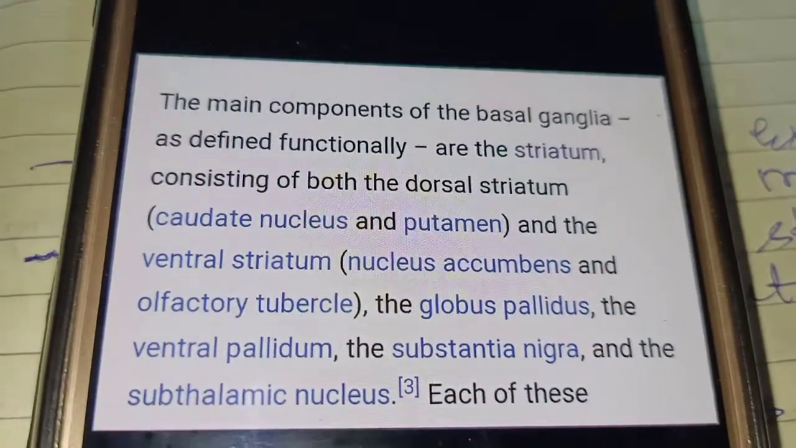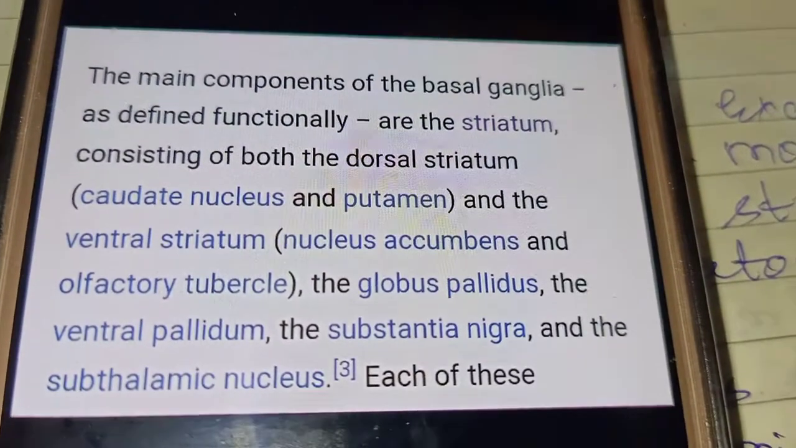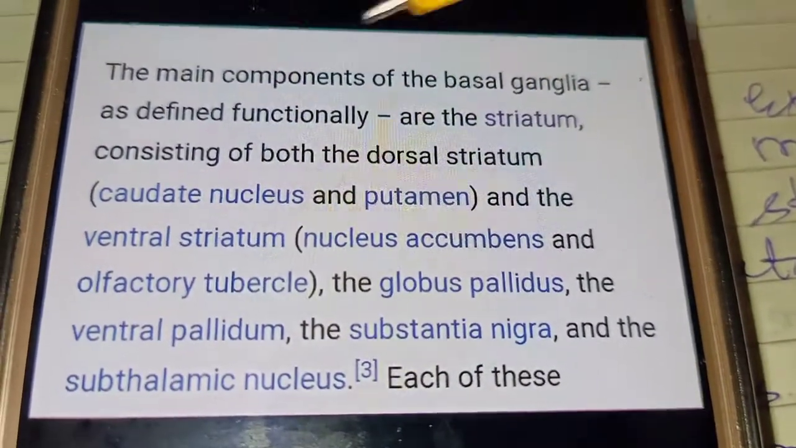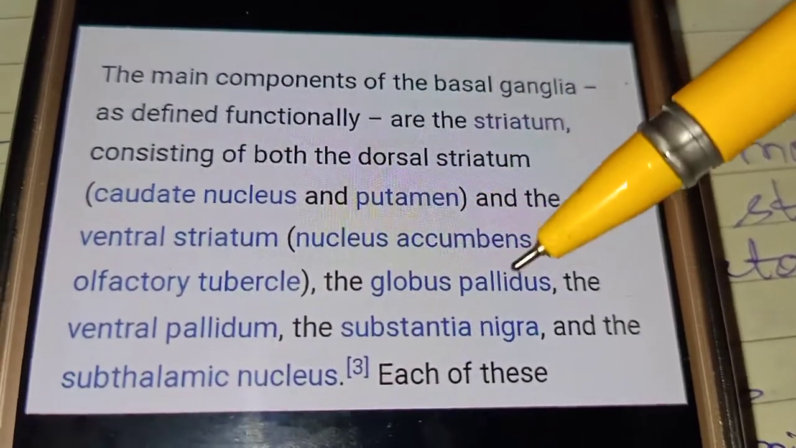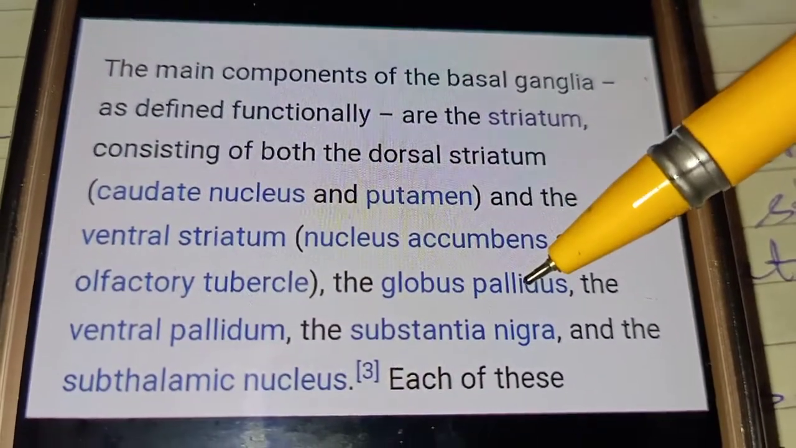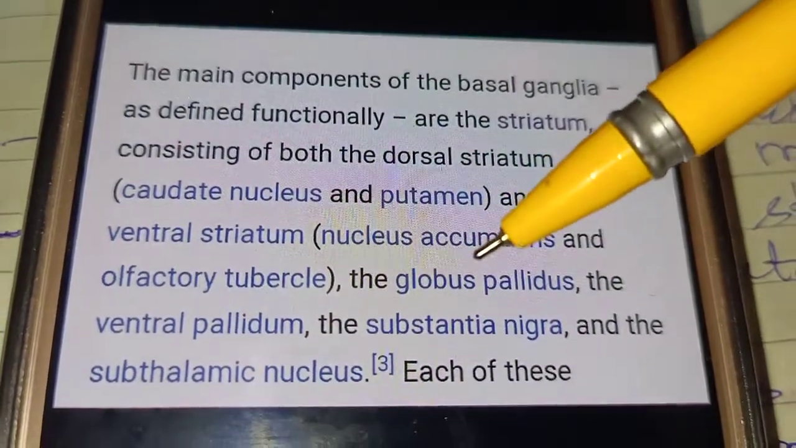In this topic, the thalamocortical pathway, I will emphasize more on the striatum, that is the caudate nucleus and the putamen, the globus pallidus, that is internal and external, the substantia nigra and the subthalamic nucleus.